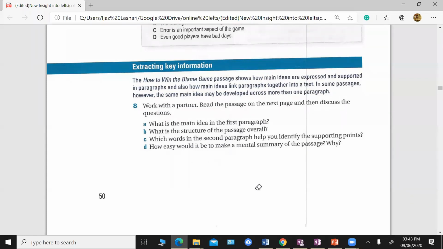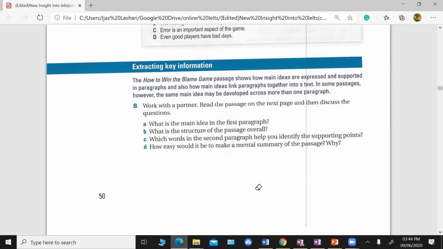So what is the main idea in the first paragraph? A. B, what is the structure of the passage overall? And C, which words in the second paragraph help you identify the supporting points? D, how easy would it be to make a mental summary of the passage, and why? Okay. Let's talk about A.